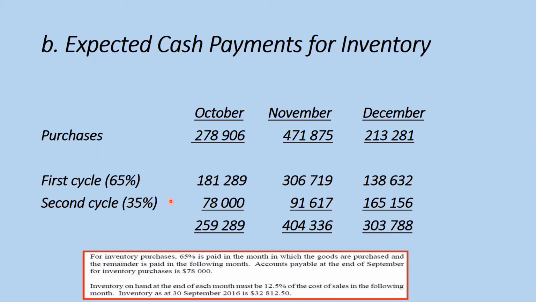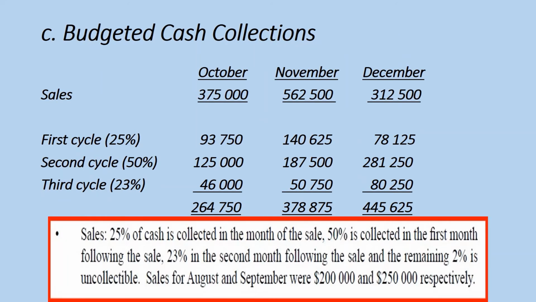And stick around, the part C is coming up. Part C requires a budgeted cash collection. Again, we can head up as we did October, November, and December, and we can use the same cycle approach as we did for the purchasing.